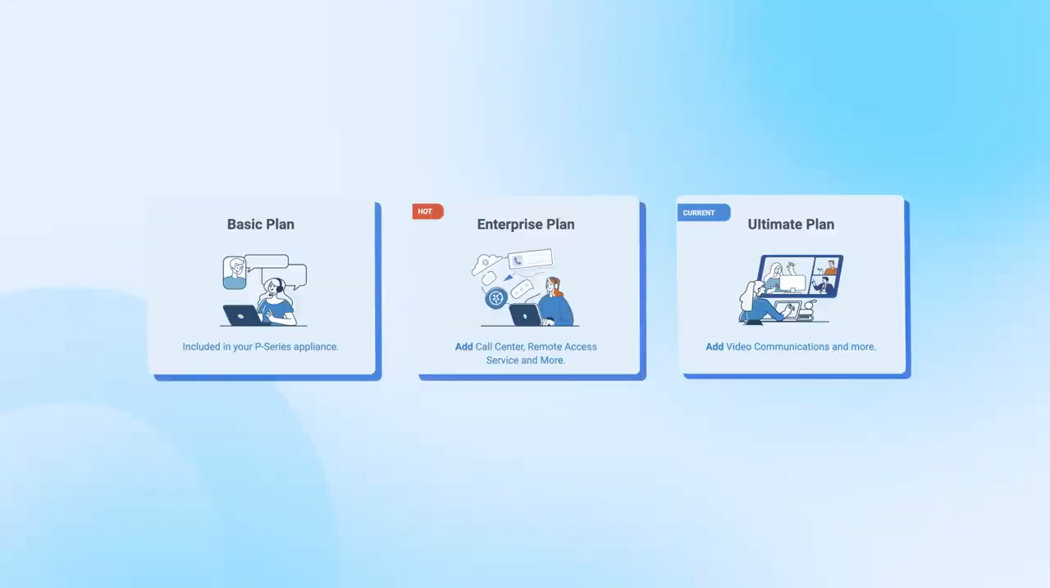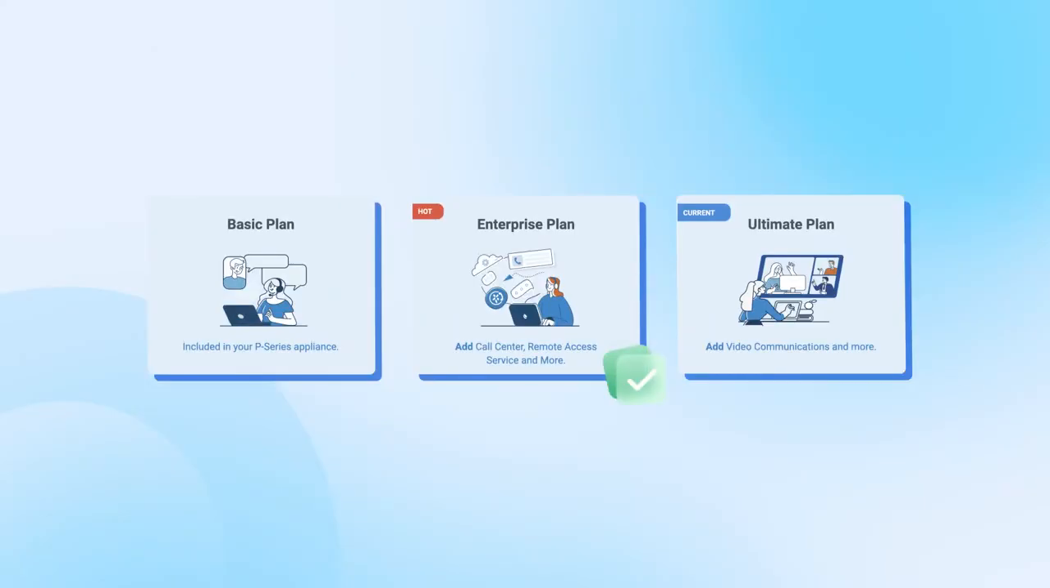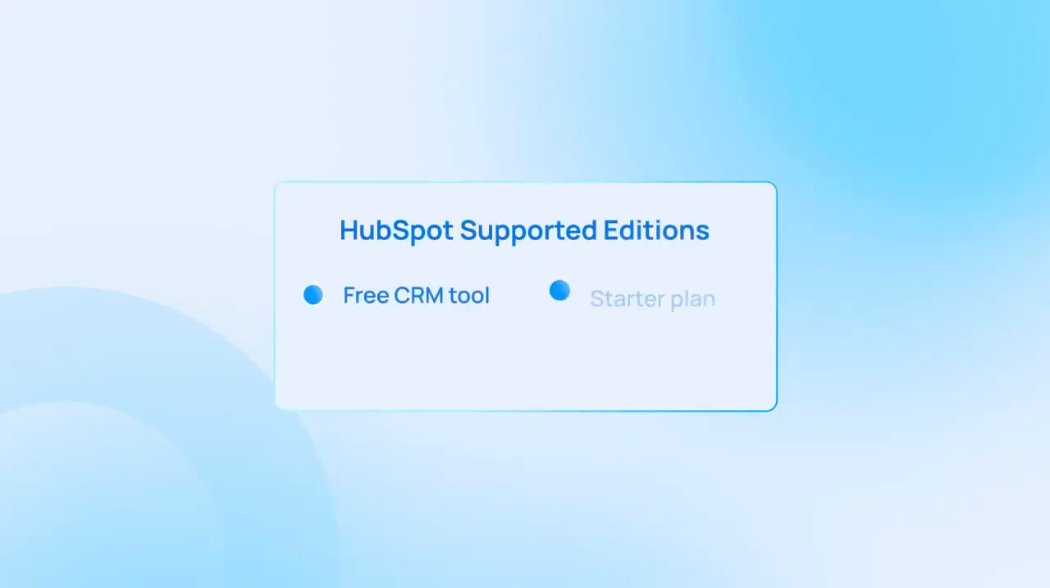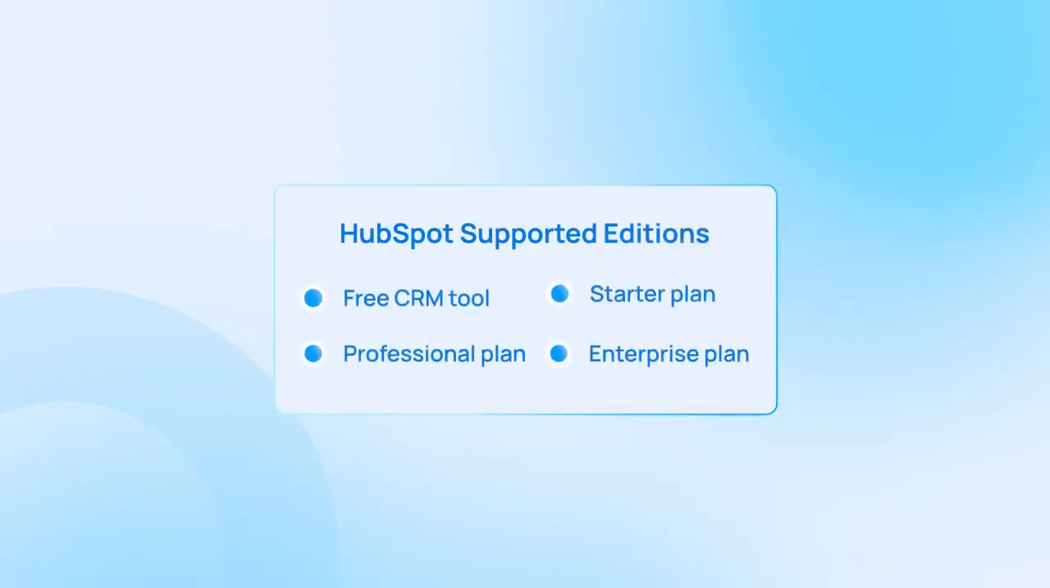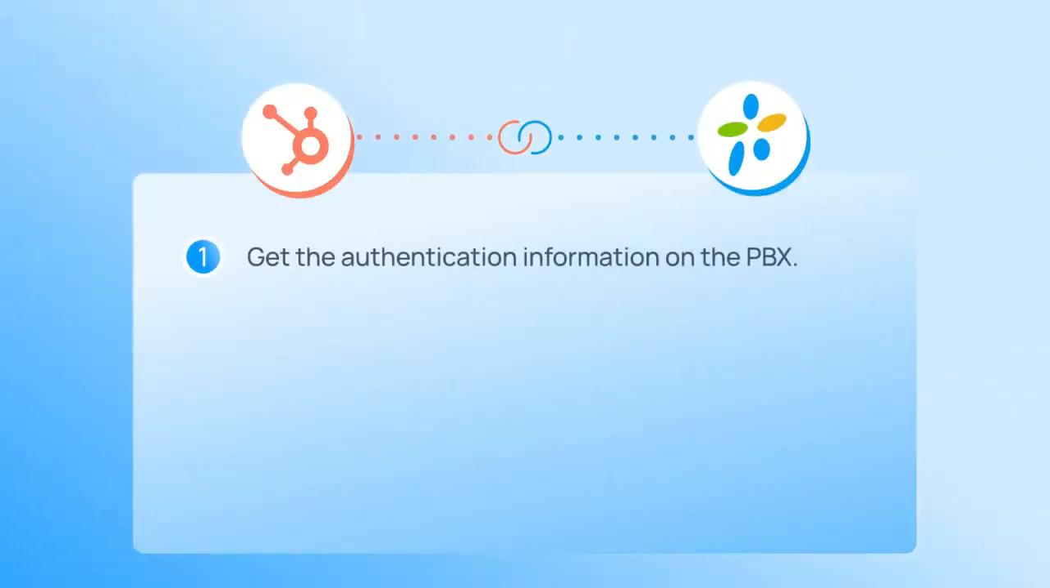One more thing here, to realize the integration, we need to make sure that the PBX is subscribed to the Enterprise plan or Ultimate plan. In the meanwhile, HubSpot should be any of the shown editions that meet the condition for the integration. First of all, we need to obtain the authentication info from our PBX.